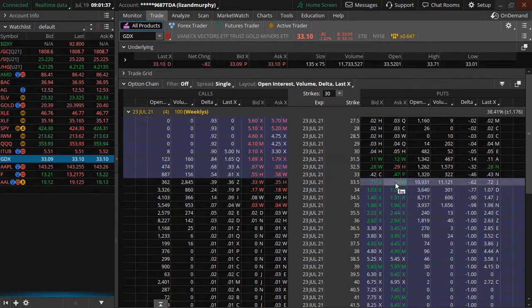And it was the 33.50. As you can see, the spread right at this moment is 71 to 74 cents. Open interest almost 11,000. 11,000 in volume. It has a 62 delta. That is a very strong trade right there. The entry for this alert was 60 cents.